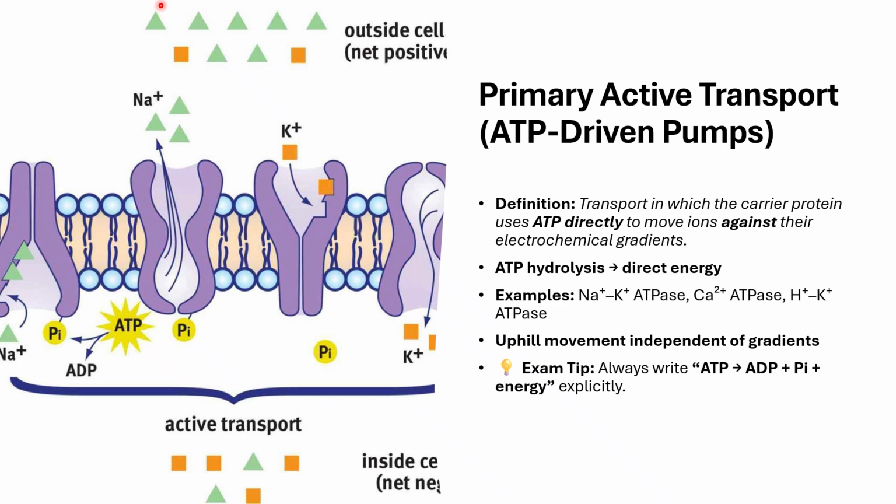To summarize the mechanism rhythmically for exams: ATP binds, ATP hydrolysis, pump changes shape, ions move uphill. A simple diagram of ATP entering and ions being pushed across the membrane captures the entire concept visually. It earns faultless marks.